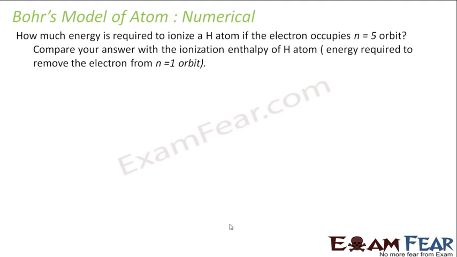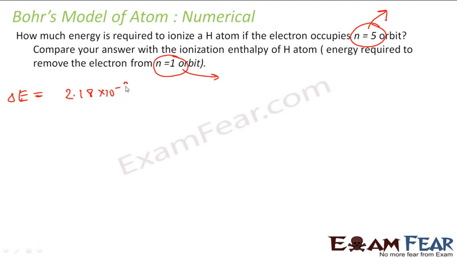How much energy is required to ionize hydrogen if the electron occupies n equal to 5 orbit? Compare your answer with the ionization enthalpy of hydrogen, the energy required to remove an electron from n equal to 1. So in one case you have to remove the electron from n equal to 5, and in the second case from n equal to 1 orbit. Let's see the difference. So the formula says delta E is nothing but 2.18 into 10 to the power minus 18 into 1 by n initial square minus 1 by n final square. N final is infinity here, always.